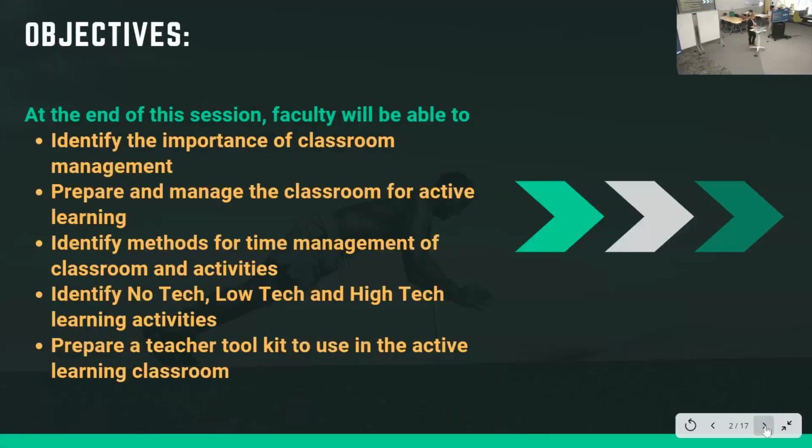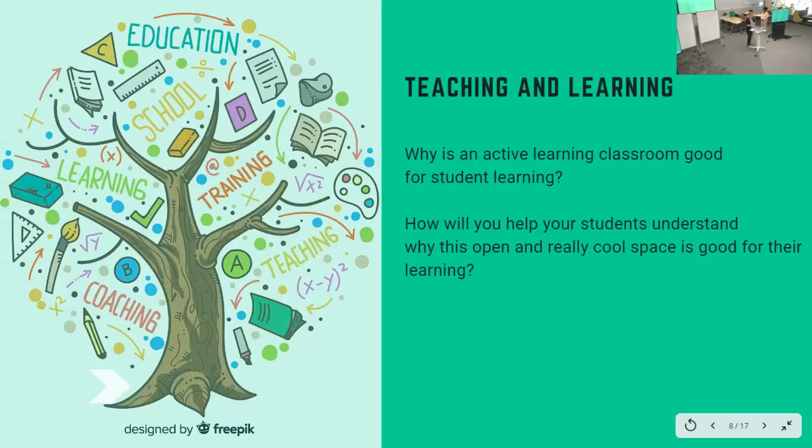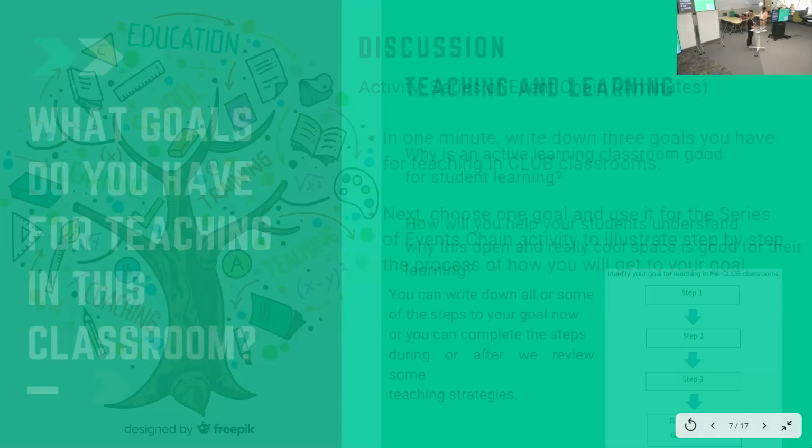Okay, so the next one is getting there. We're going to do another discussion here, and we're going to take about a couple minutes. And this is a little bit more of an individual activity. So I want you to now think about what goals you have for teaching in this classroom. And for this activity, we're going to do a series of event chains. So there's some paper. I don't know if anybody's familiar with this.